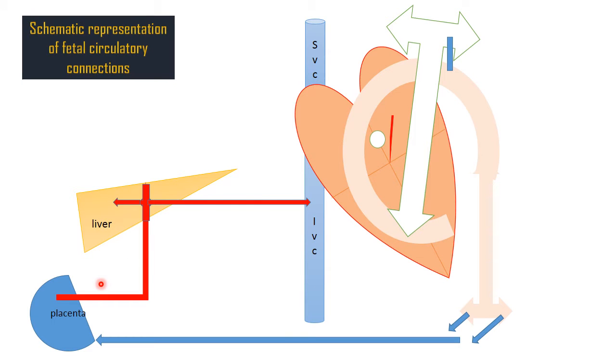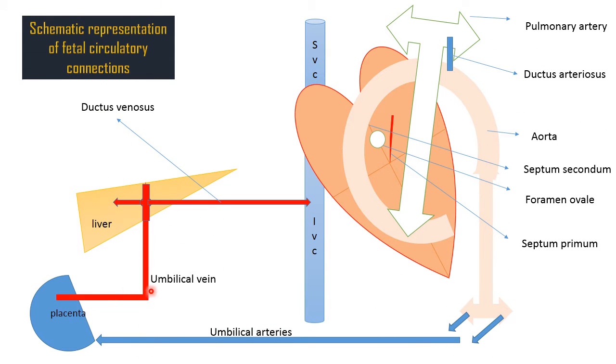This is the schematic representation of the fetal circulatory connections. From the placenta, the umbilical vein carries the oxygenated blood to the liver, where a small amount of blood supplies the liver, and the maximum amount of blood enters into the inferior vena cava through the ductus venosus. From the IVC, the oxygenated blood enters into the right atrium.